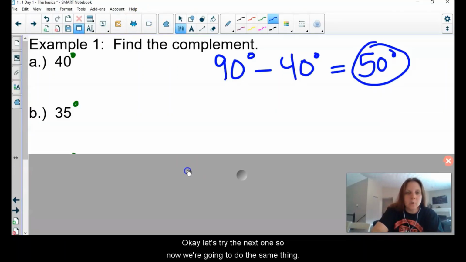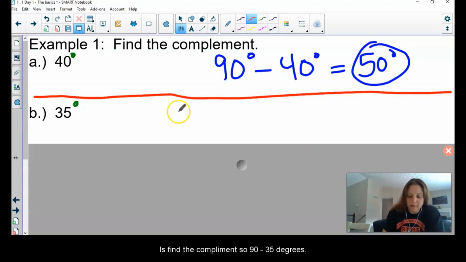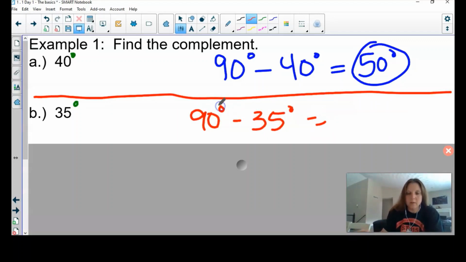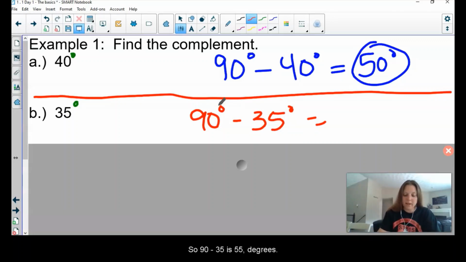Okay, let's try the next one. So now we're going to do the same thing. And again, what we're trying to do here is find the complement. So 90 minus 35 degrees. You can either use your calculator, you can use Desmos. So 90 minus 35 is 55 degrees.